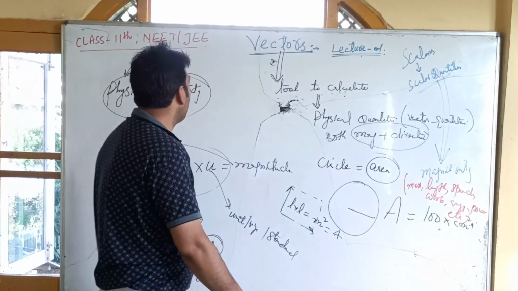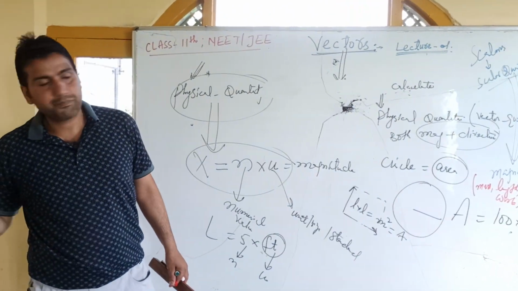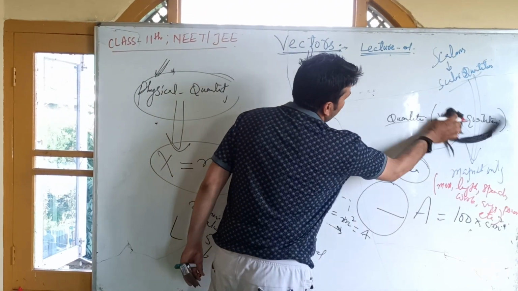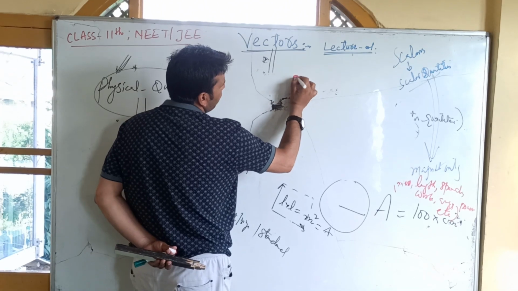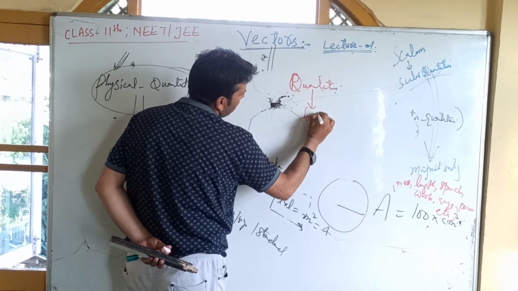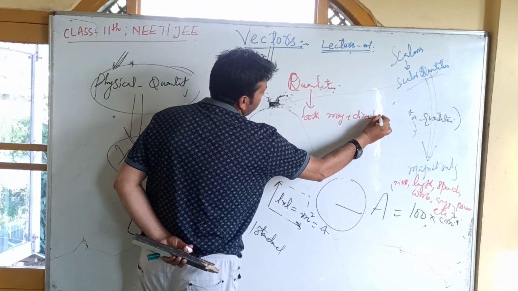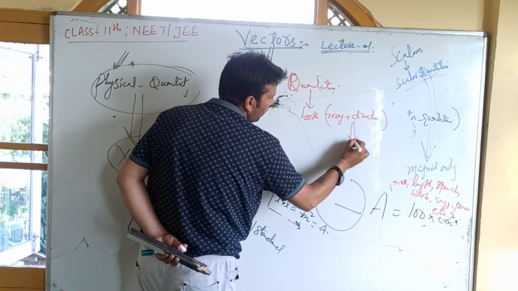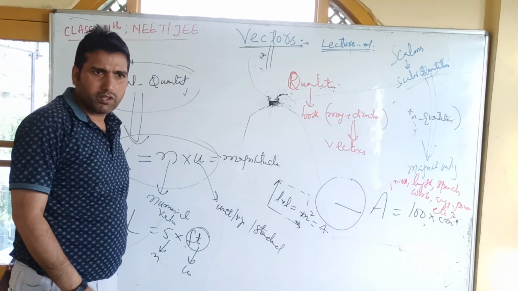But in nature, we will definitely get quantities which have both magnitude as well as direction, magnitude plus a single direction at a point. What do we call these? We call these vectors, which we are discussing today.